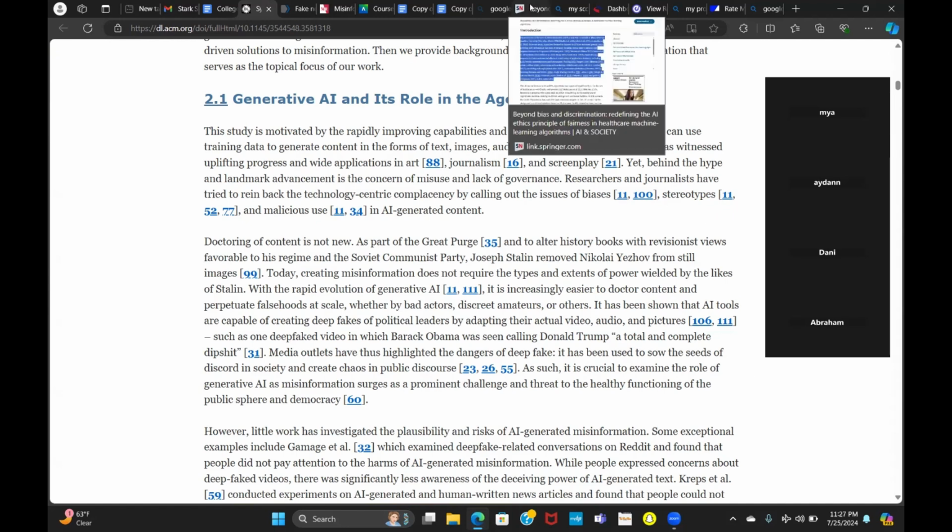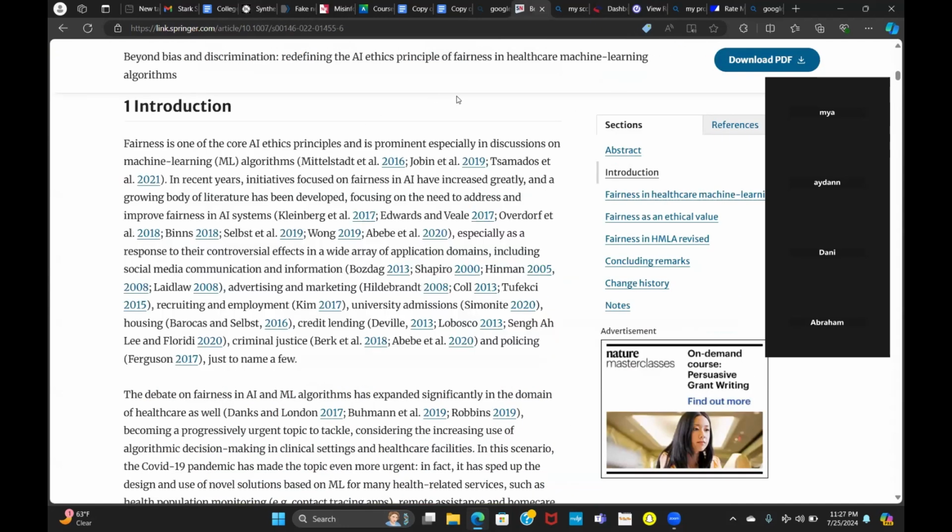Okay, so mine goes into the topic of overcorrection in AIs. Fairness is one of the core AI ethics principles, prominent especially in discussions on machine learning algorithms. In recent years, innovators' focus on fairness of AI has increased greatly, and a growing body of literature has been developed, focusing on the need to address and improve fairness in AI systems. So I feel like as they focus on improving fairness, they kind of overcorrect it.